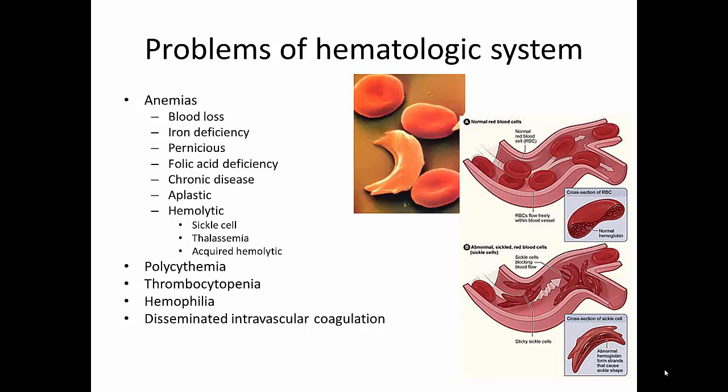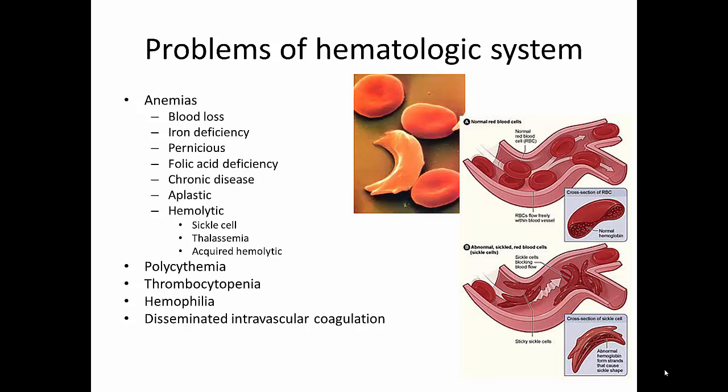Pernicious anemia involves the need for vitamin B12. Folic acid deficiency anemia, because we need folic acid, and what kind of people are going to be at risk for that? Chronic disease anemia, patients with cancer or treatment of cancer and other kinds of chronic diseases are at risk for anemia for multiple reasons.